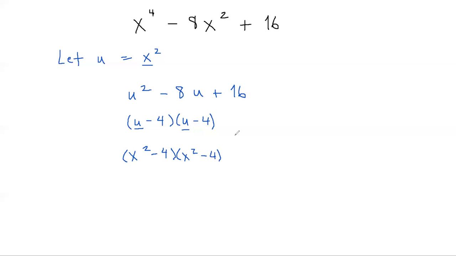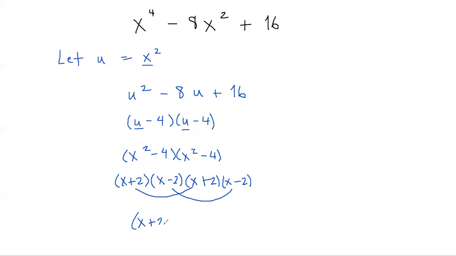But we're not done yet, because both of these binomials are also the sum and difference of squares, x plus 2 times x minus 2. Lastly, we can simplify this by combining the like binomials, giving us x plus 2 squared times x minus 2 squared.